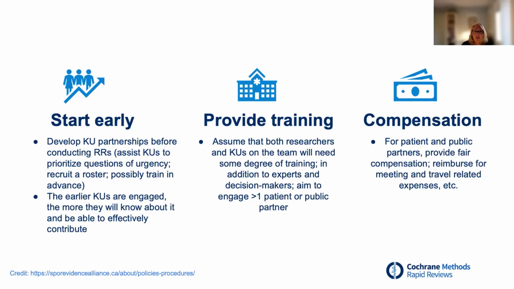Provide training. Assume that both researchers and knowledge users on the team will need some degree of training. And we're trying to emphasize that in addition to experts and decision makers, aim to engage more than one patient or public partner in your rapid review. And think about compensation for patient and public partners in particular. How are you going to provide fair compensation? You have to think about reimbursement for meeting and travel related expenses, etc. So some of the things to think about as you're going through this process.